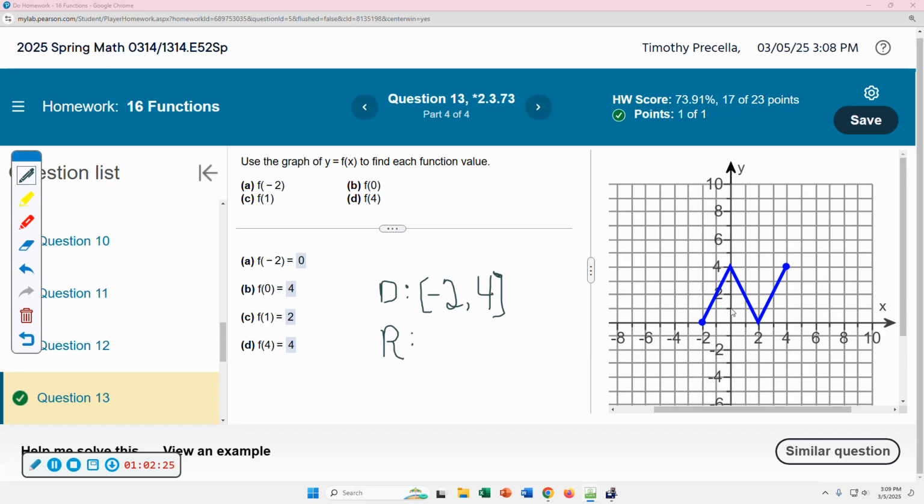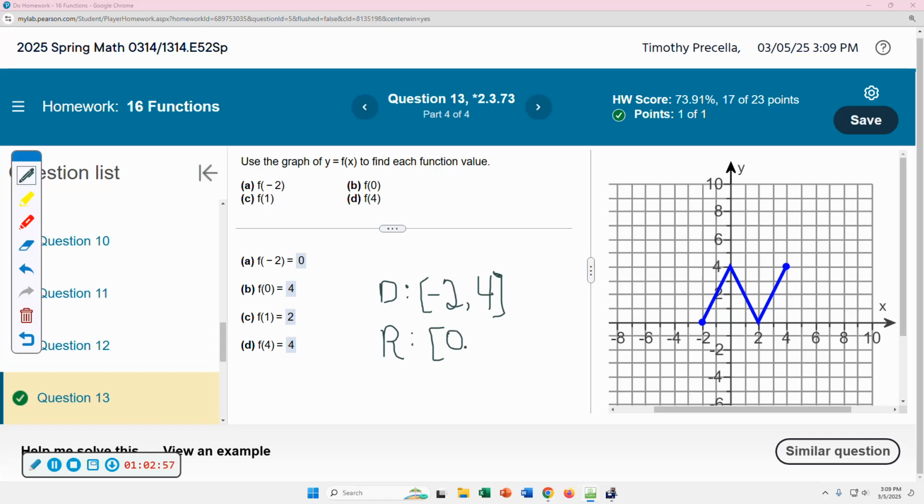Do you agree it's not going to be negative infinity to positive infinity? The graph doesn't keep going up forever. It doesn't keep going down forever. So what's the smallest y value on this graph? The smallest y value is 0. Is 0 actually used? I claim it is. There are 2 points that have a y coordinate of 0, there and there. So 0 is the smallest y coordinate.